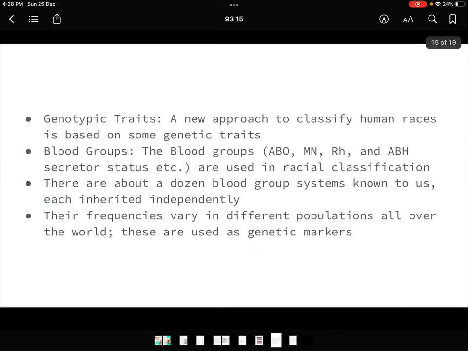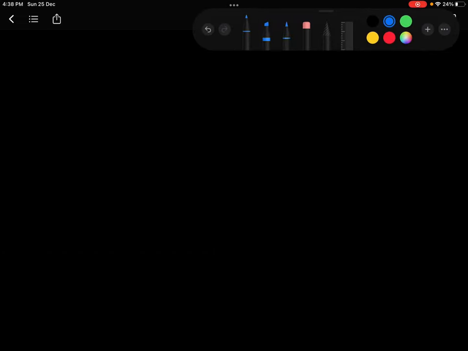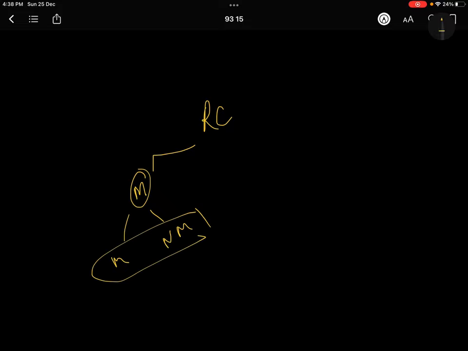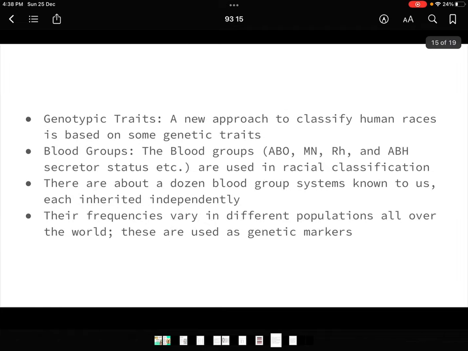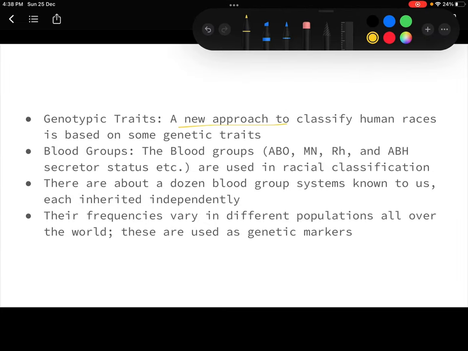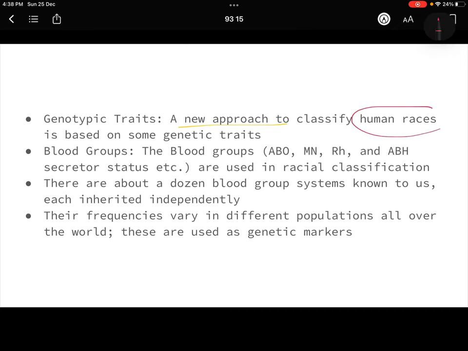Now, we have finished with our first part, that is, in the racial classification we have finished the morphological. In this we have seen both metric and non-metric. And second is the genetic part. Now in genetics, this is a new approach, theek hai, to classify human races, based on, for example, blood group, theek hai.